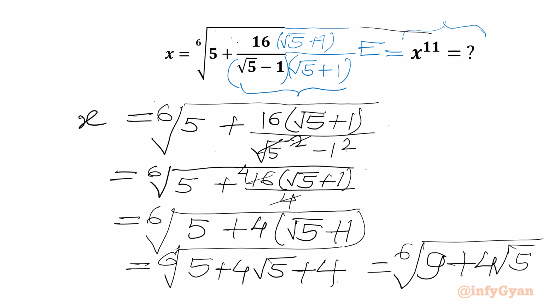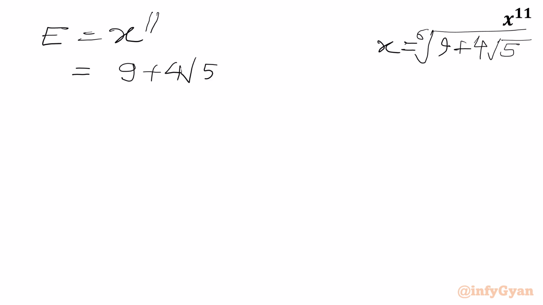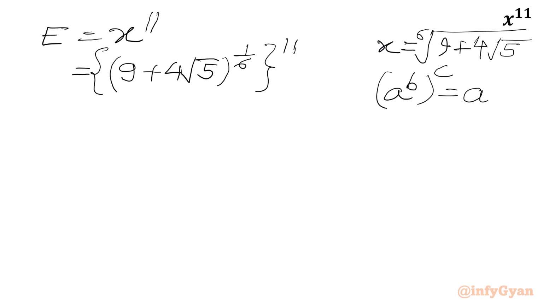Now we have to evaluate x power 11. Let's calculate. So I will write our expression e equal to x power 11, where x is 6th root of 9 plus 4 root 5. So if I put the value here, then I will get 9 plus 4 square root 5 whole power 1 over 6, and then complete power 11. Now a power b whole power c, we can multiply both the powers. So we can write a power b times c. So I can write here 9 plus 4 root 5 and power will be 11 over 6.